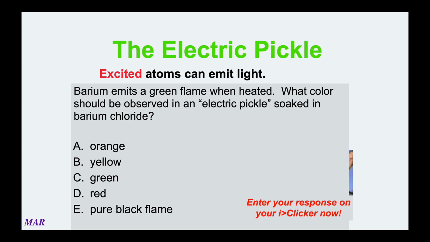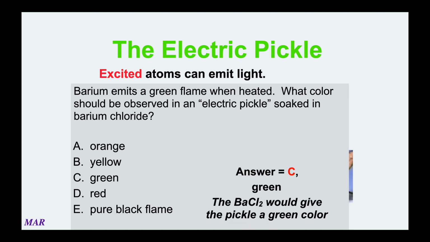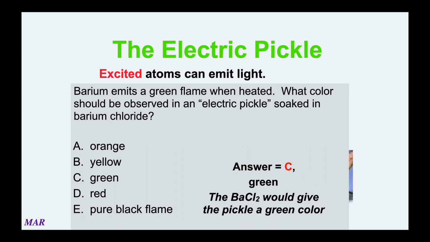Let's say that you have barium, and barium, if you excite it, makes kind of a green flame. So what color would you think you'd see in an electric pickle soaked in barium chloride? Well, again, it has nothing to do with the pickle. It's about what it's soaked in. So the sodium was yellow, potassium was purple. You can probably imagine that barium then would give a green flame. I've heard of this being done. I haven't actually done it before, but I think it would be cool.